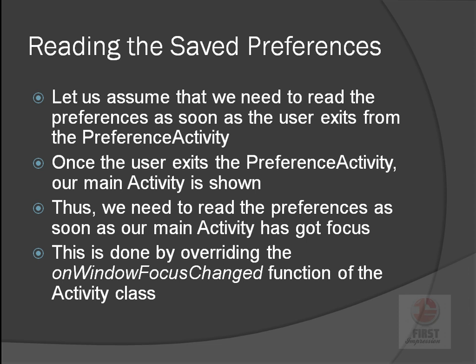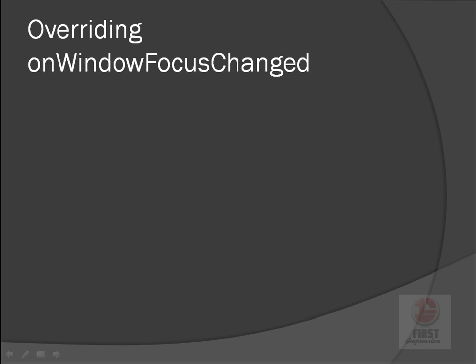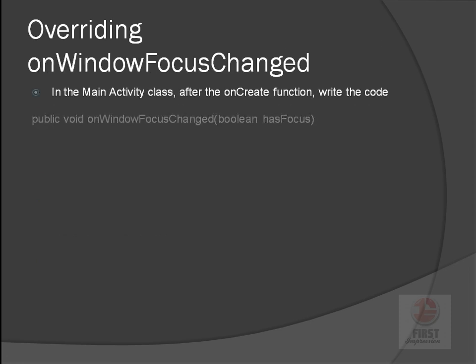There's a function called on window focus changed. This function has to be written by us. Whenever we write this function, if the window has got focus, then whatever you want to do, you can do inside this function. This is also one of the life cycle methods of the activity. We have seen on create method, we have seen on create options menu method, we have seen on create context menu method, we have seen on options item selected method, we have seen on context item selected method, and now we have on window focus changed method. So let's say public void on window focus changed. You don't have to type this complete thing.